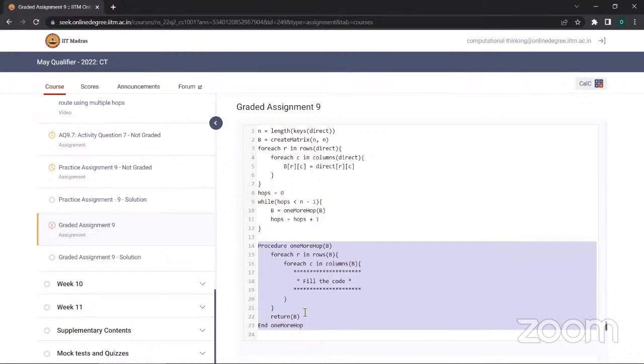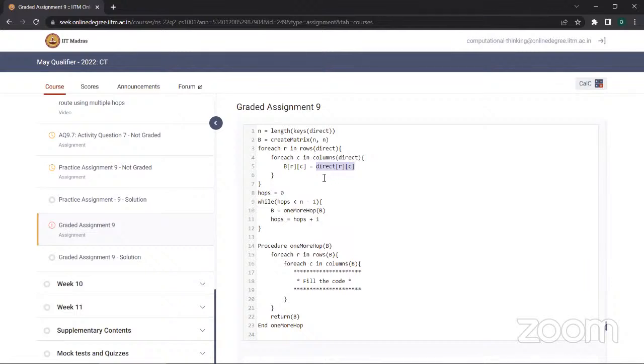Sir, one more thing. Like here in line 5, BRC equal to direct RC. That means, should we write any kind of value there? No, see, direct RC already has a value, right? 1.